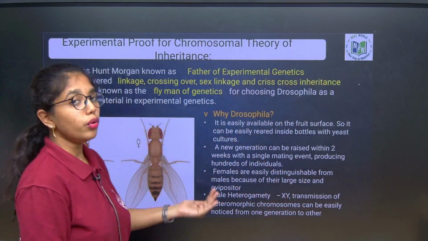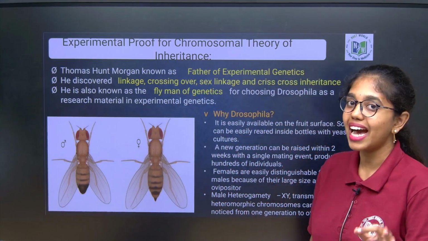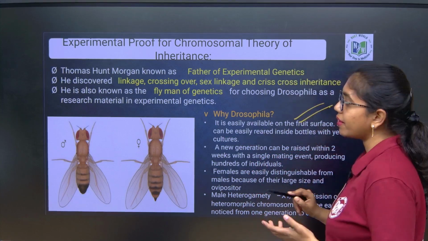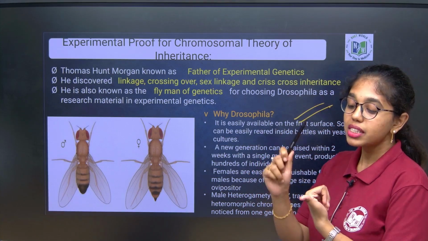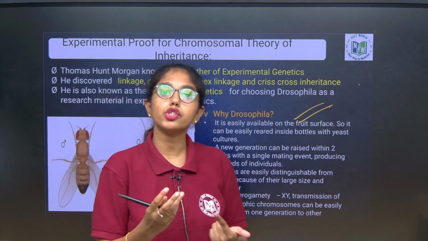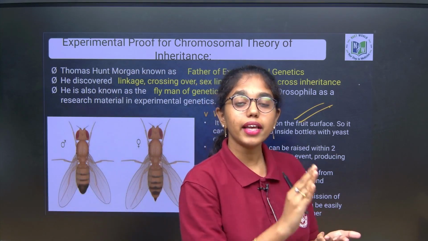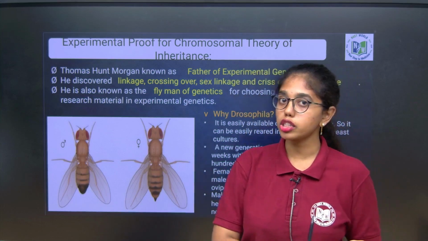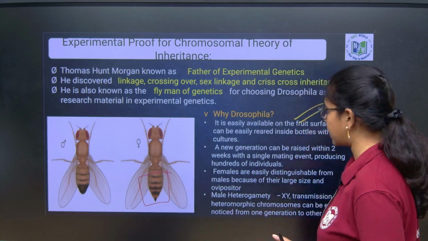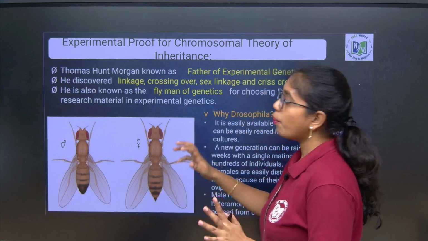Now, who gave the experimental proof for the chromosomal theory of inheritance? That is Thomas Hunt Morgan, taking the model organism Drosophila. Why did he take Drosophila as the model organism? Because a single mating can give you thousands of flies, and it is very easy to culture fruit flies in the laboratory. There are also clear distinguishing features between male and female Drosophila, where the female has an ovipositor like this. Taking these criteria into consideration, Drosophila was chosen as the model organism.